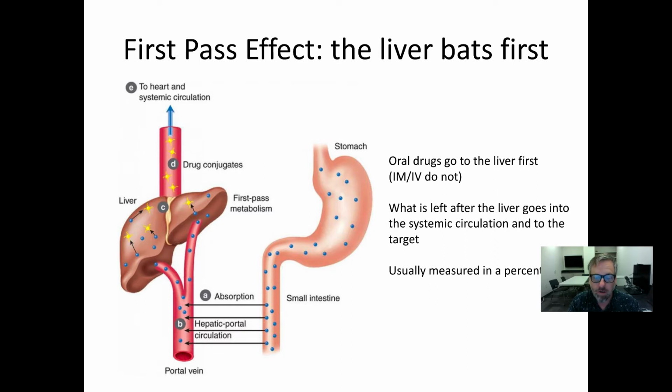So usually we talk about a percentage of first pass metabolism. So if 50% of a drug is lost to first pass metabolism, assuming that it's 100% absorbed, then we have 50% of the original drug dose now in the systemic circulation.